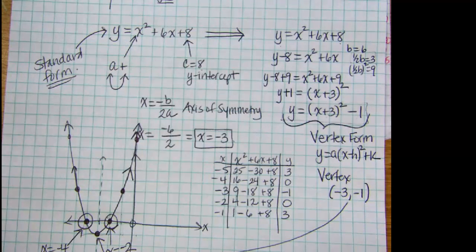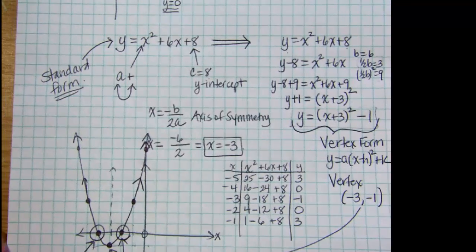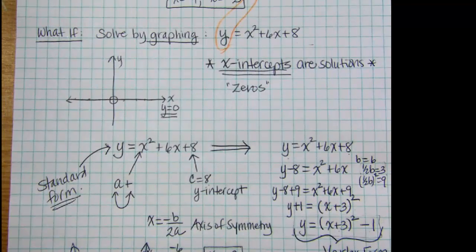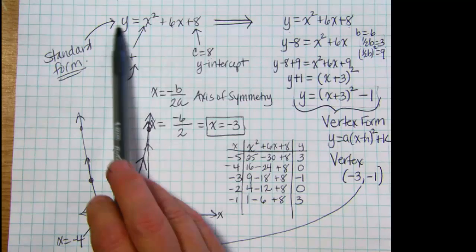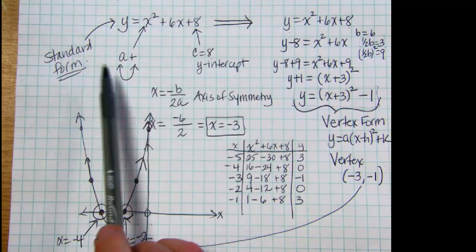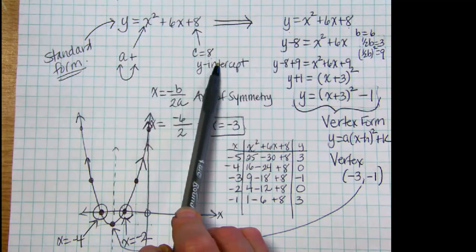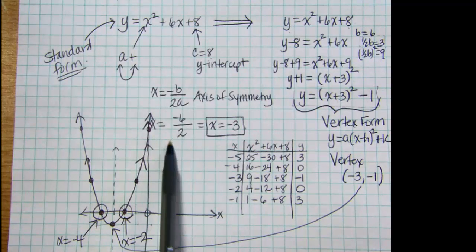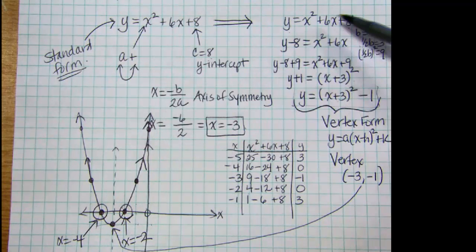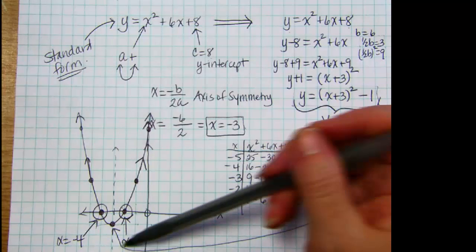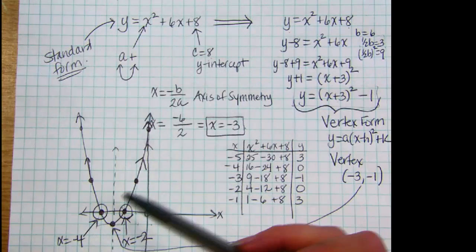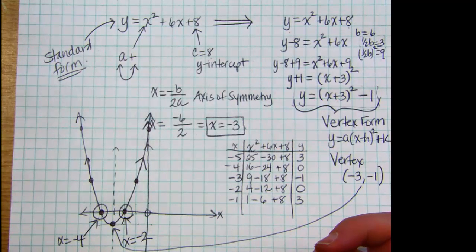Okay, so to summarize, to solve a quadratic by graphing, you need to know that the x-intercepts are zeros, and you need to be able to look at standard form and get key stuff out, how it opens, what its y-intercept is, what the axis of symmetry is. You need to be able to go from standard form to vertex form and get your transformations in so that you can graph it well and see your x-intercepts, which are your solutions.